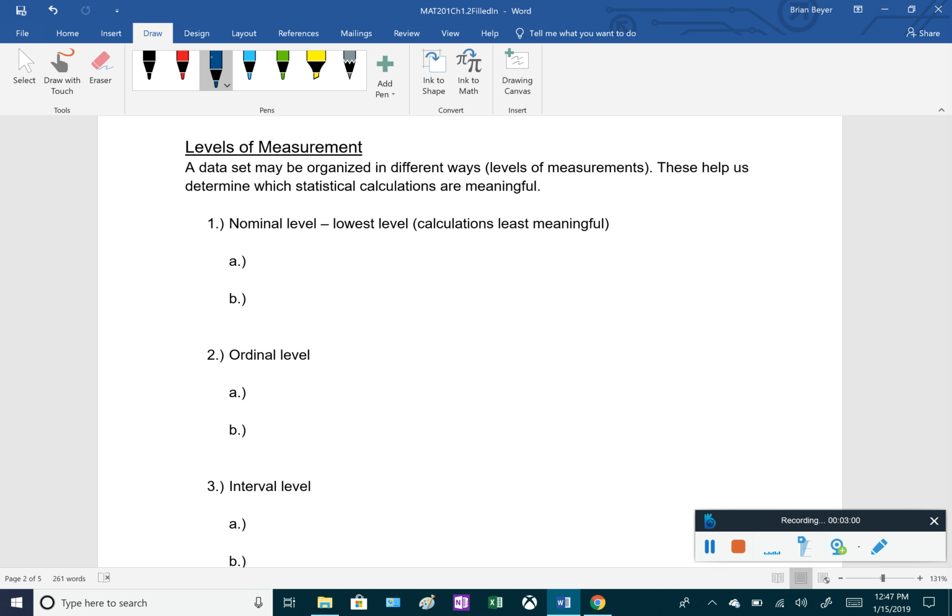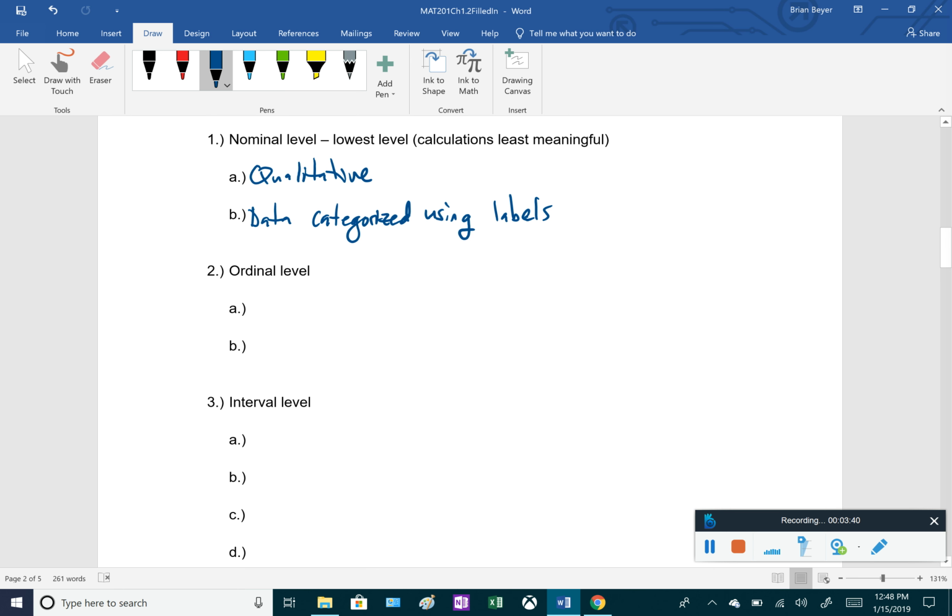So for the nominal level, just like the name suggests, nominal means name. This is going to be qualitative data only. And this means that data is categorized using names or labels. It's just going to be categorized using names or labels, and that's it. Qualitative data only.